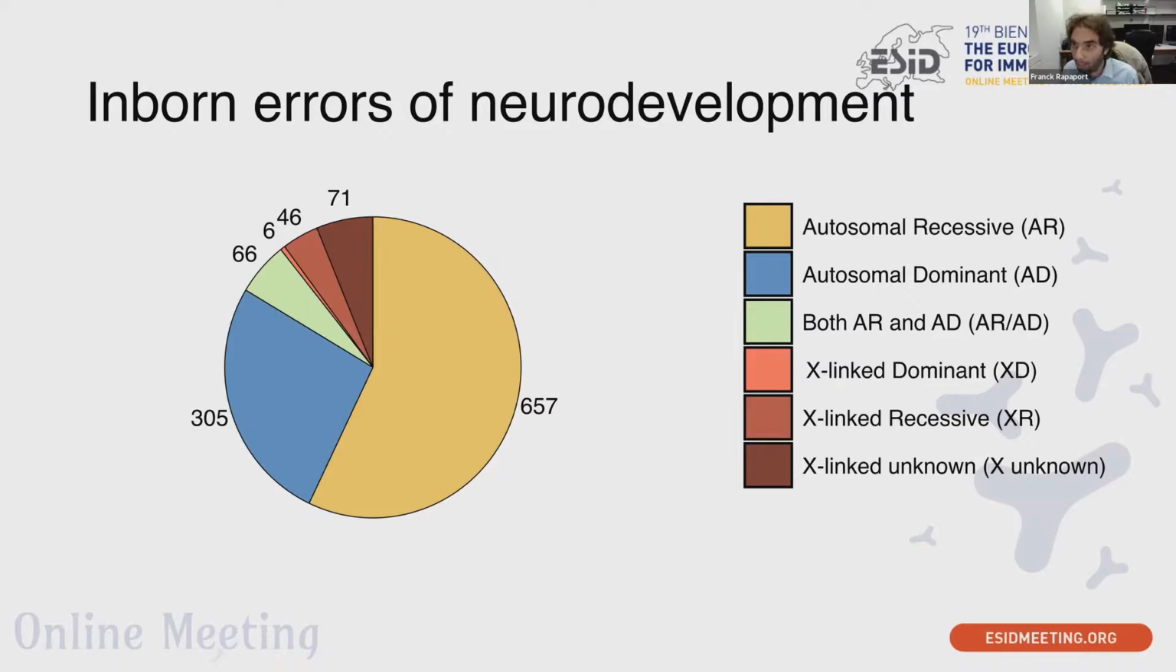And another part underlie X-linked disease, with the interesting point that we have more X-linked dominant disease in inborn errors of neurodevelopment. And there are a few of those X-linked diseases where we don't know if they're recessive or dominant, and I label them as X unknown.